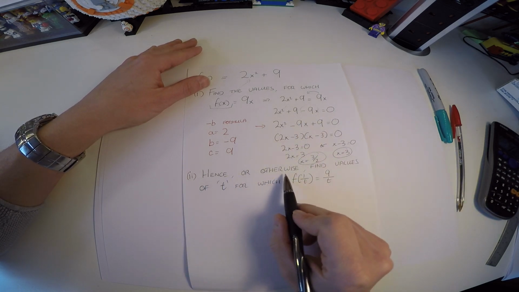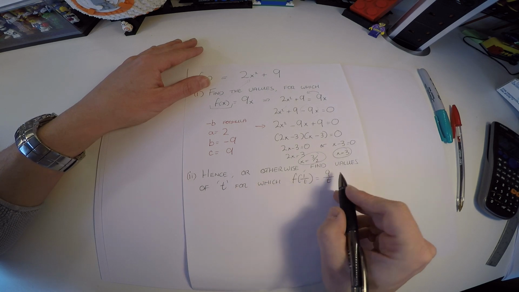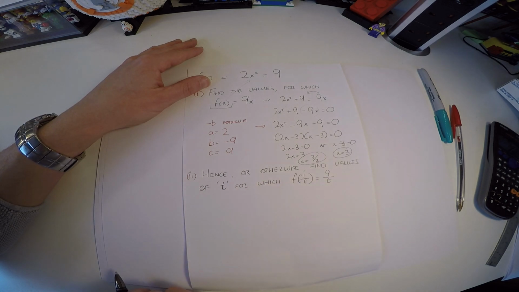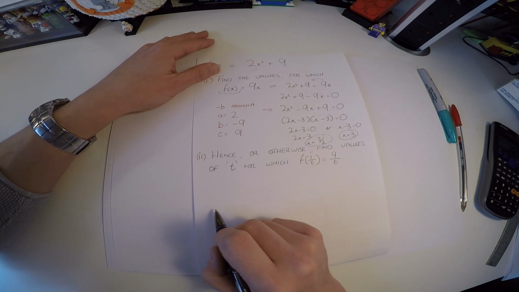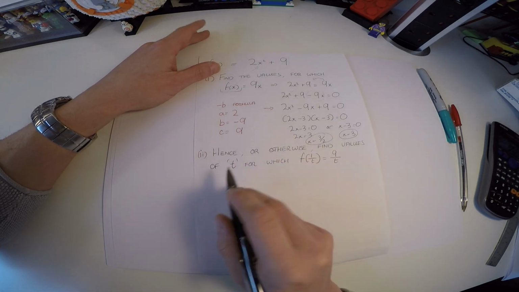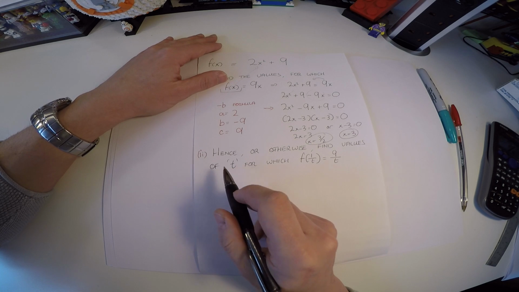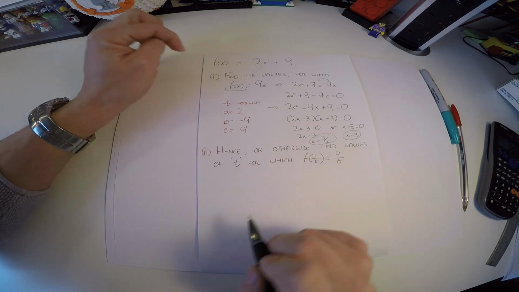So, hence or otherwise, find the values of t for which f of 1 over t equals 9 over t. Now it says hence. You maybe know at this stage that the word hence means you must use your previous answer. Not you must use, it does say otherwise here, so it means we don't have to. What have they done here? Well, it looks like they've replaced x by 1 over t.